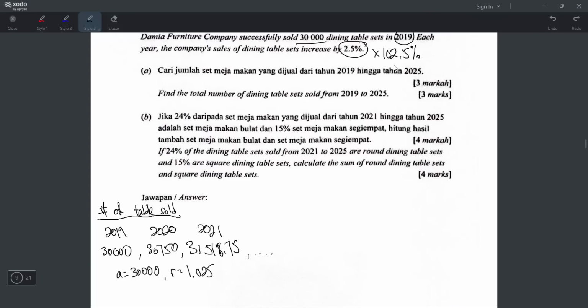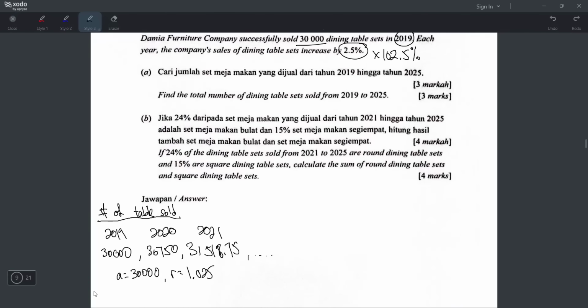Okay, so after you do all this, now only you focus on what the question asks. So the question says find the total. Total, that's the keyword. It means they want the sum, total number of dining tables sold from 2019 to 2025. It means you want to find the SN. You want to use the SN formula. But S berapa? Okay, 2019 to 2025. So you want to find this term plus this term plus this term until the 2025, right?